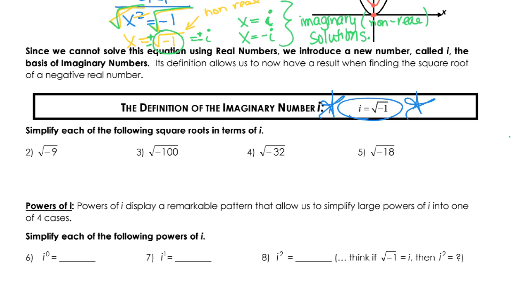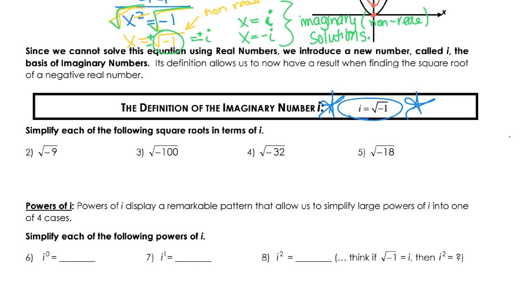Now that we have that introduced, if we are asked to simplify square roots with negative numbers underneath them, instead of just seeing that the answer is non-real, we can actually have an answer. However, our answers will have i's in them. So in number 2, the square root of 9 is 3, so the square root of negative 9 would be 3i.